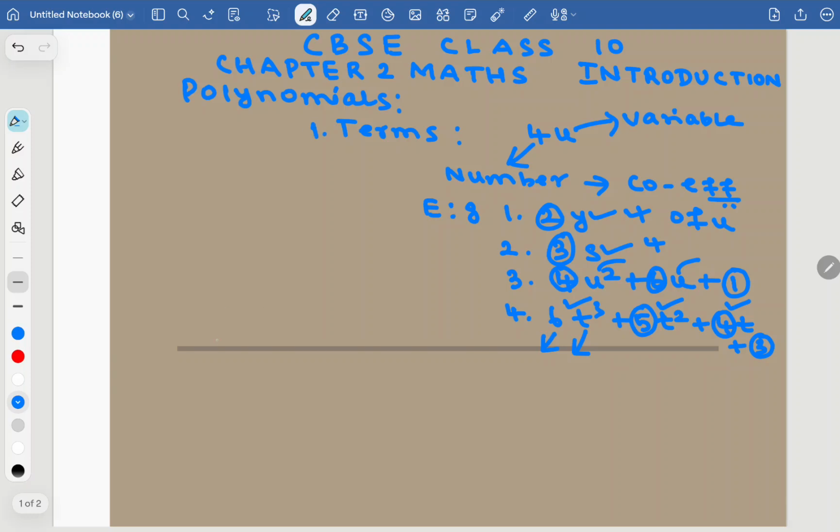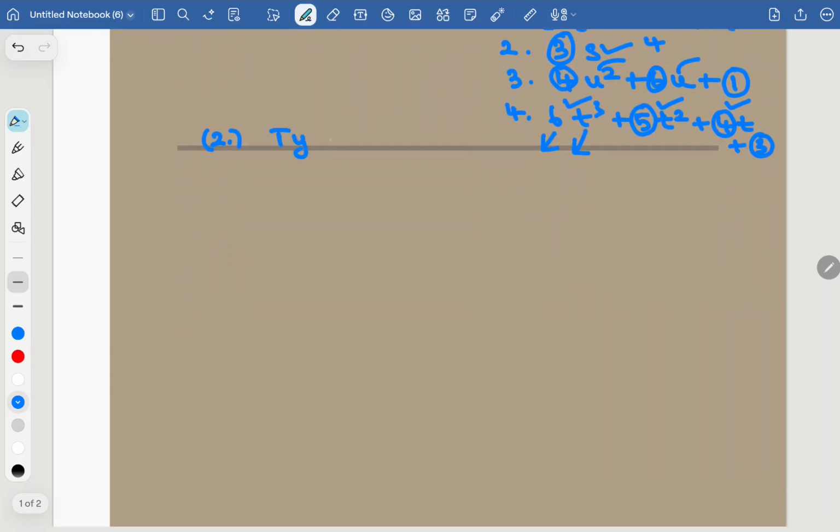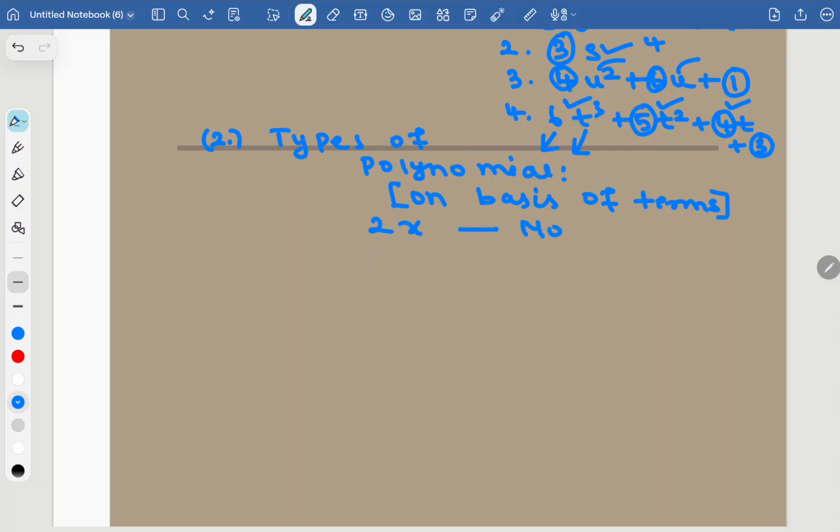Next, an important one: types of polynomial on the basis of terms. 2x, only one term, monomial. 2x plus 3, here we have 2 terms, binomial. 5x square minus 2x plus 3, here we have 3 terms, trinomial.